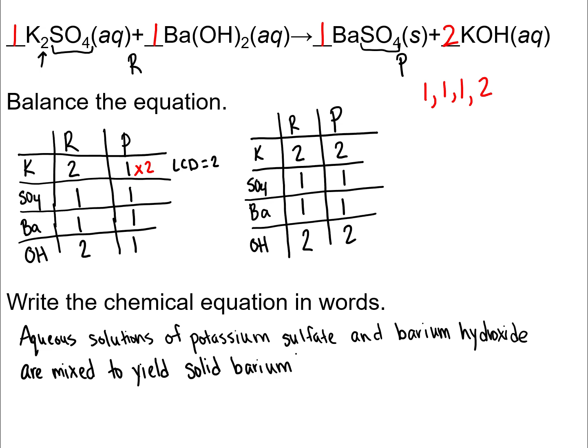Then you write out what your products are, again making sure that you're writing the state of matter. And so our products are solid barium sulfate. You could also say barium sulfate precipitate and aqueous potassium hydroxide. So you should have something similar to that.